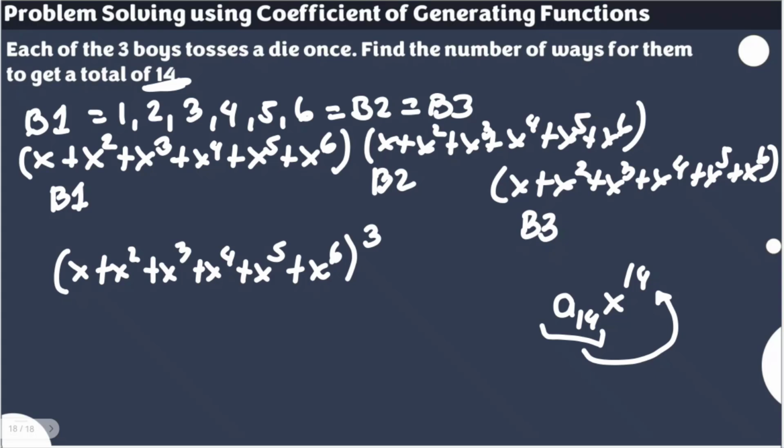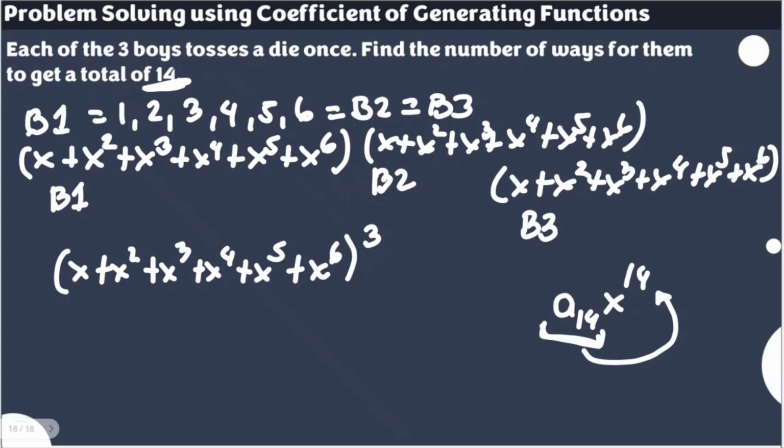Say for example, boy number 1, after he tossed the die once, could get 1, and boy number 2 gets 5. That's already 6, right? Say for example, boy 1 got 3 and boy number 2 got 6. That's already 9, so 3 plus 6 is 9. Therefore, the remaining boy should get 5 to get 14. So the number of combinations for that is the number of ways to get this 14.